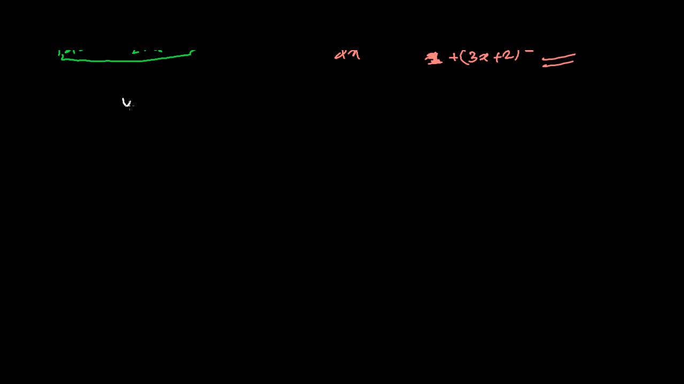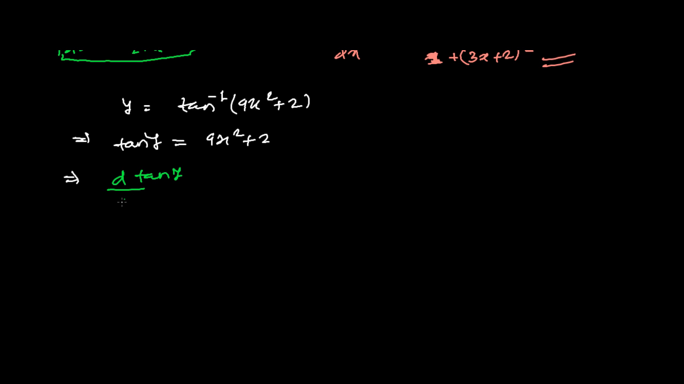Suppose I have a function y equals tan inverse of 9x squared plus 2, and I want to find the derivative of this. I can write that tan y is actually 9x squared plus 2, because tan is here as an inverse; on the other side it will be positive. Now I'm going to differentiate both sides with respect to y. So d of tan y over dx will be d of 9x squared plus 2 divided by dy.